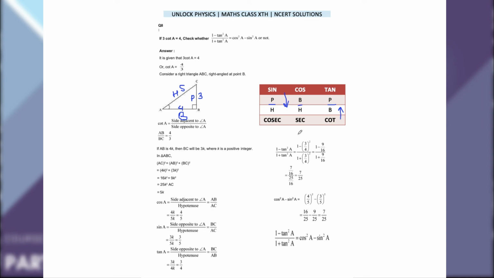So we can conclude that 1 minus tan square A upon 1 plus tan square A is equal to cos square A minus sine square A. So this is also an identity which you would be studying in the upcoming lectures.